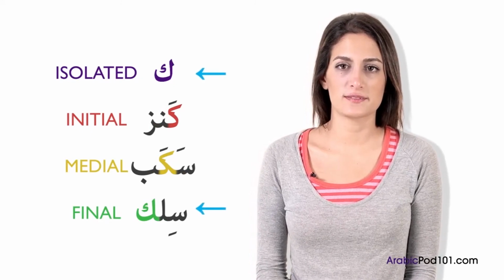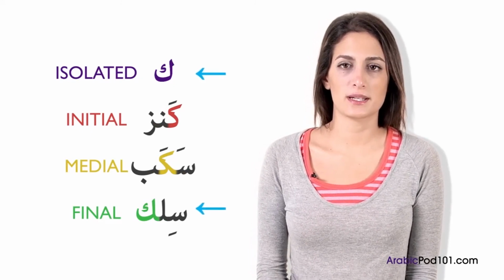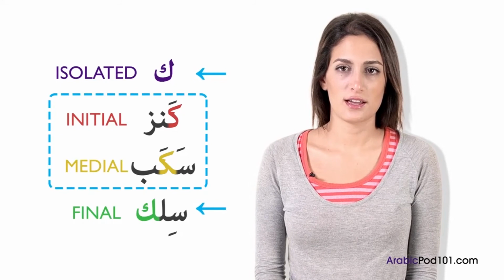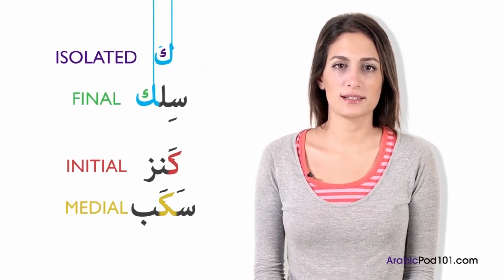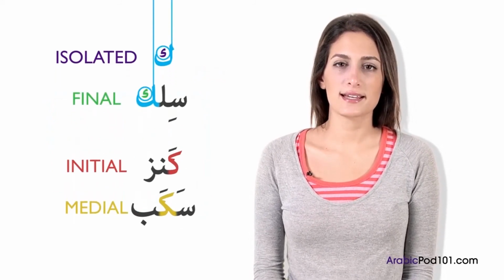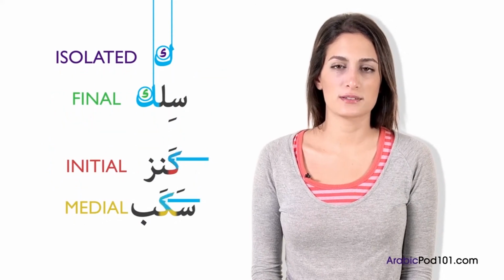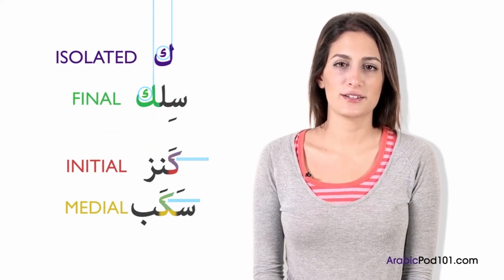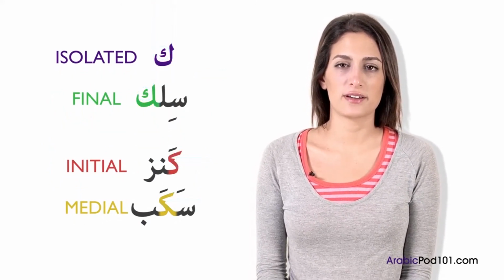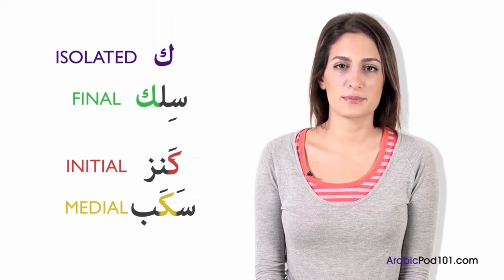Let's look at the other forms of Kaf. Initial, medial, final. Note how the isolated and final versions of this letter are very different from the initial and medial versions. The first 2 look like a hook with a little mark inside, while the second 2 look like an arrowhead pointing to the left. This is one of the few letters in Arabic that have very different forms, depending on their position in the word.